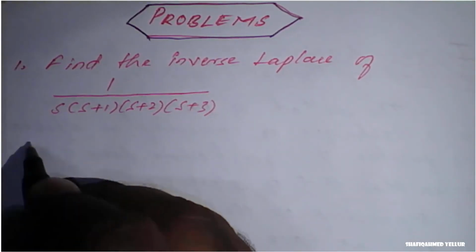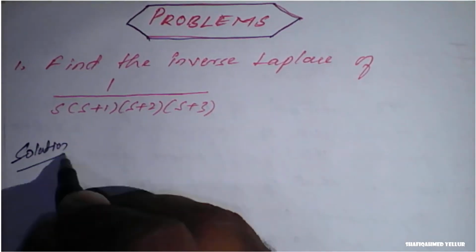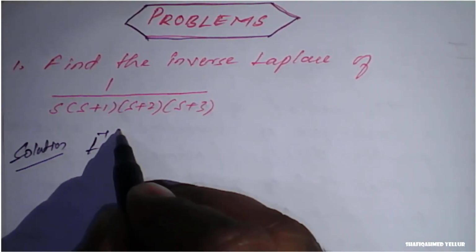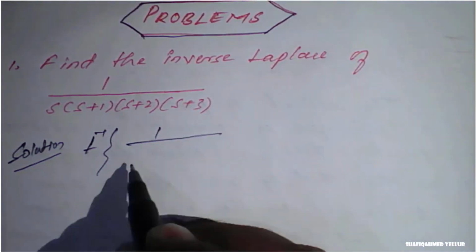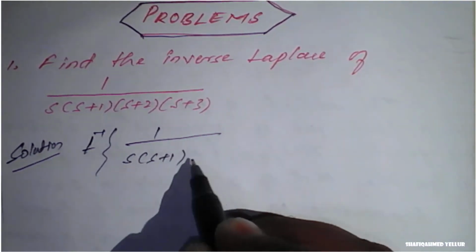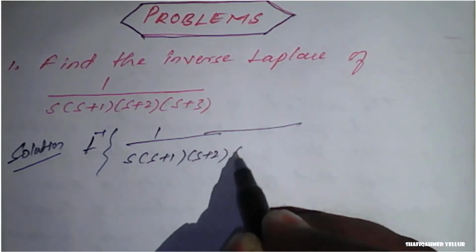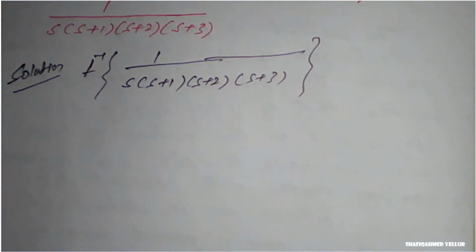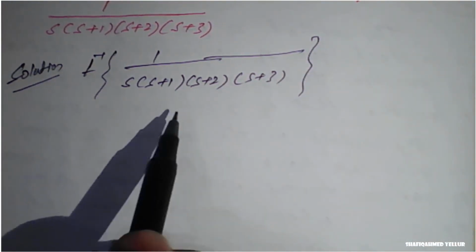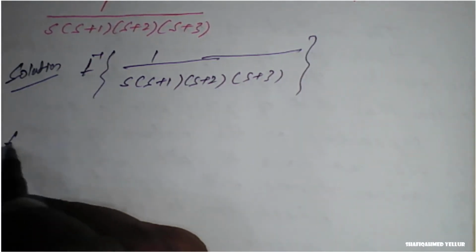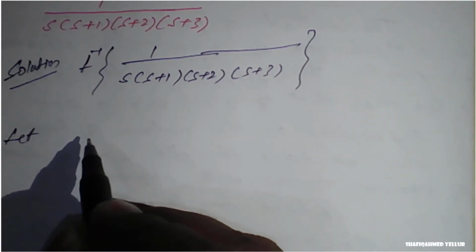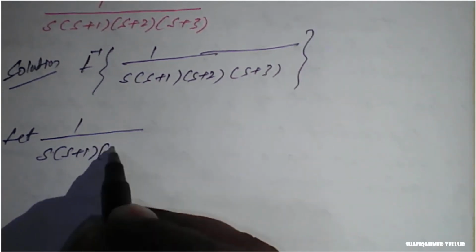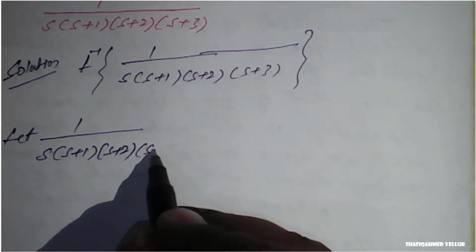Solution: we need to apply inverse Laplace to 1 upon s into s plus 1, s plus 2, s plus 3. Now we'll see the details of how to simplify. First, let 1 divided by s into s plus 1, s plus 2, s plus 3.